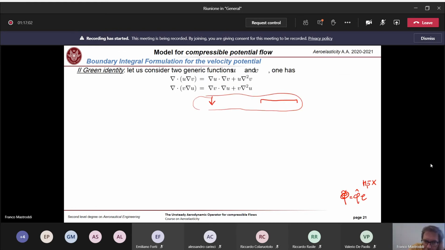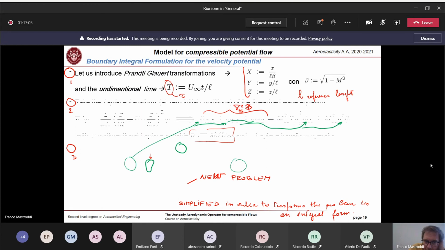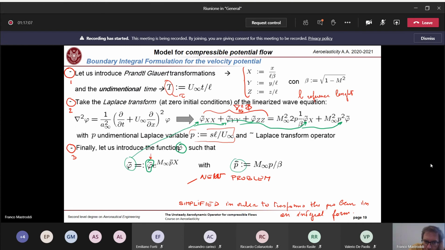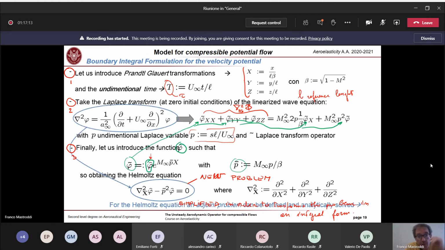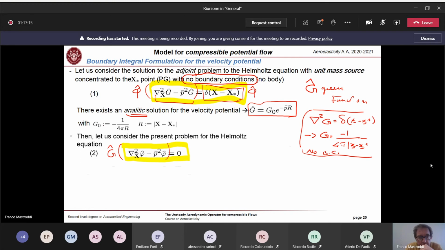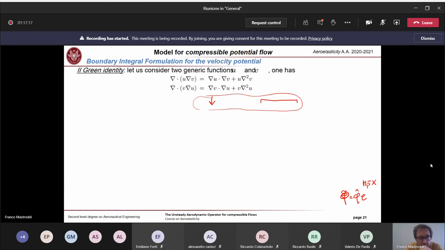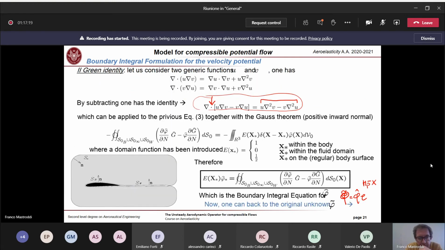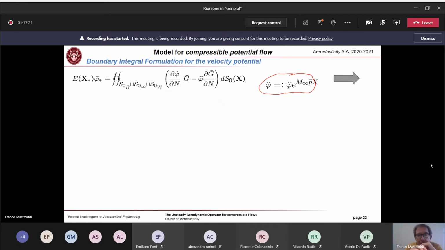So, after this position, we have the capability to consider this final integral equation here. And next, we have to go back to the original unknown.